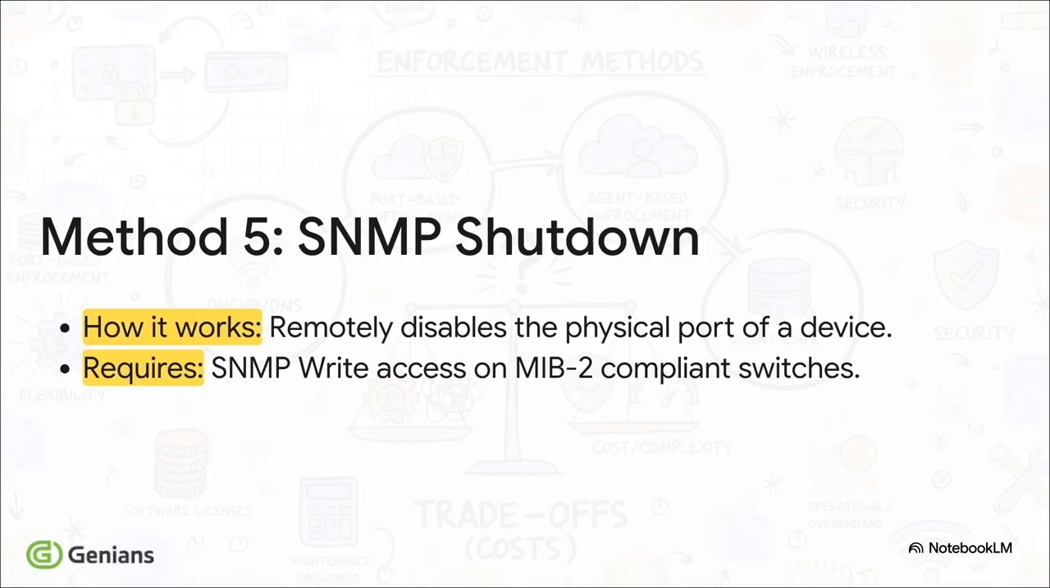Method 5 uses the Simple Network Management Protocol to disable a switch port. It remotely disables the physical port of a non-compliant device. This requires SNMP write access on MIB2 compliant switches. The result is that all traffic on the affected port is terminated.